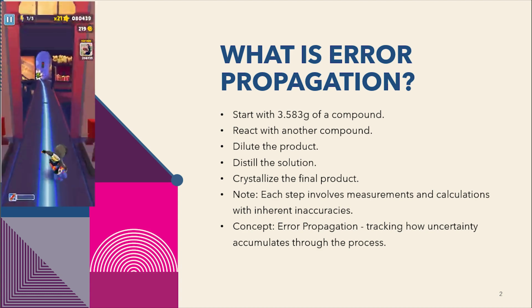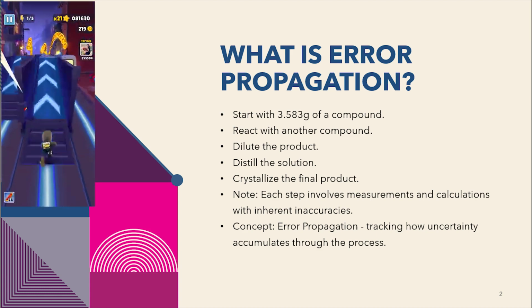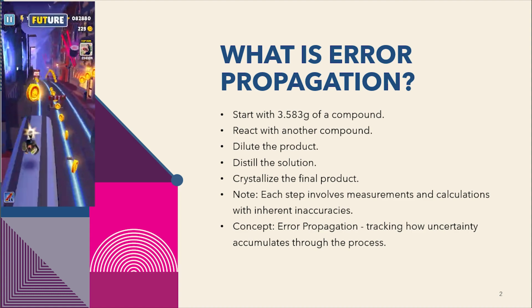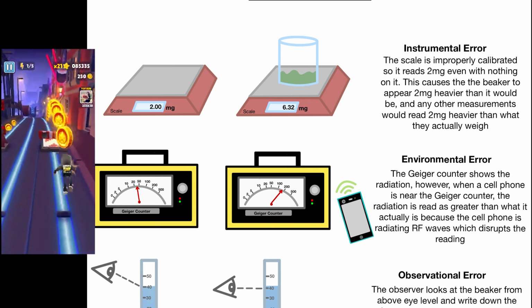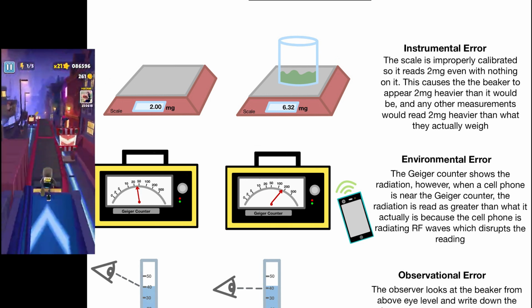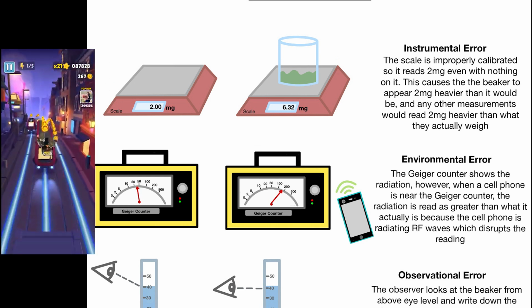As these changes accumulate, error propagation is the technique which tracks how the overall uncertainty grows. So in this example, we cover basically error that comes from the equipment. Equipment's not perfect, but there are a few different types of error that can commonly occur during your experiment.